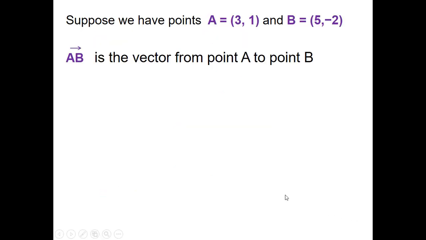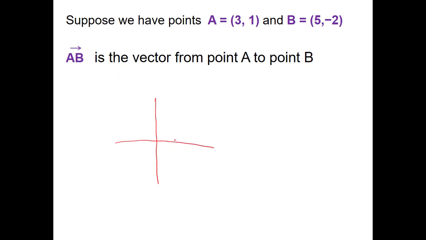If we have 2 points, for instance A being (3, 1) and B being (5, -2), then we can find a vector from A to B. So how does this work? We have 2 points, so that means we have to position them in space.